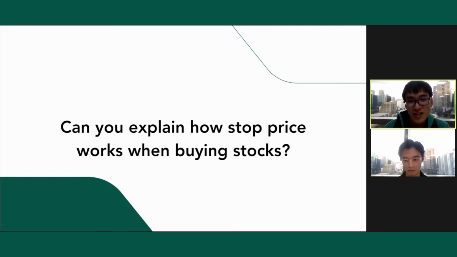So that's where stop prices come in. You just set the stop price at 30. Then if the market price hits 30, even if you're not watching, as long as your order is already set, you'll still be able to buy the breakout. So that's how stop prices work.